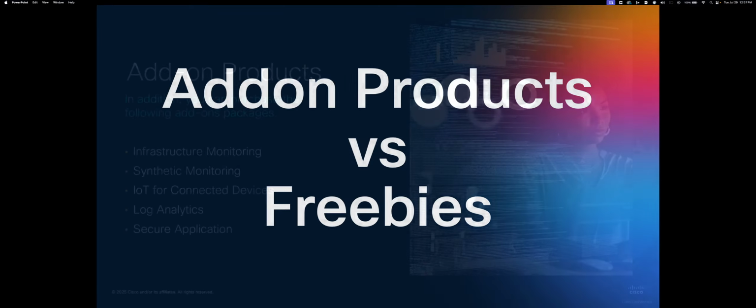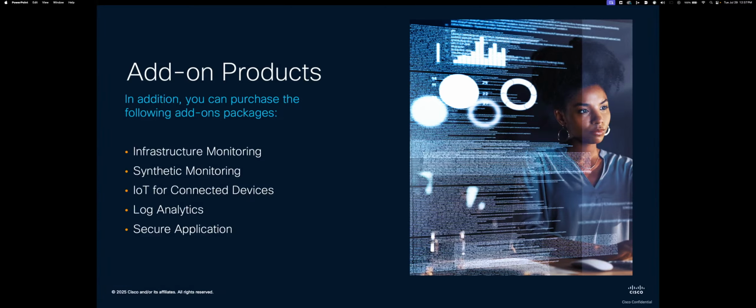additional licensing? So in our extensibility, for infrastructure monitoring, synthetic monitoring, IoT connected devices, log analytics, and secure application, these are all things that you can add on. If you don't already have it, or if you don't already get it from the package that you're in, like I said earlier, if you had premium, then you're going to also get the infrastructure monitoring along with that. But there might be additional allocations that you need, or you might need synthetic monitoring.